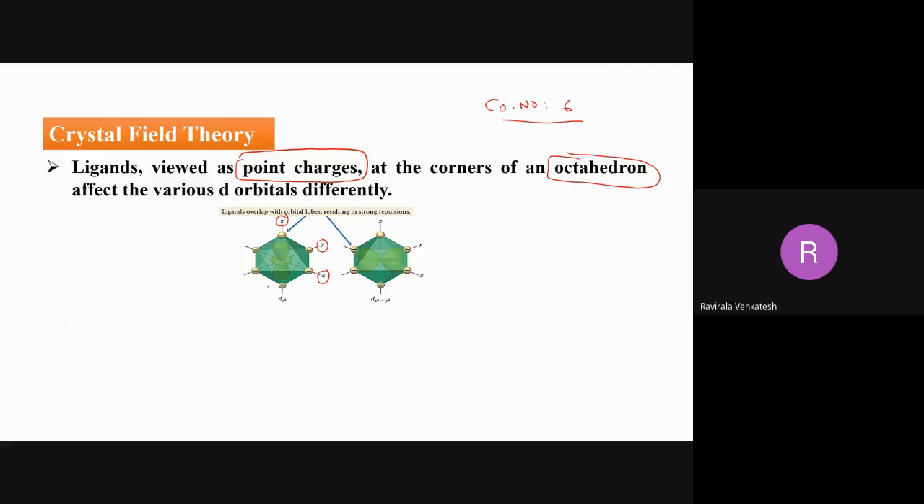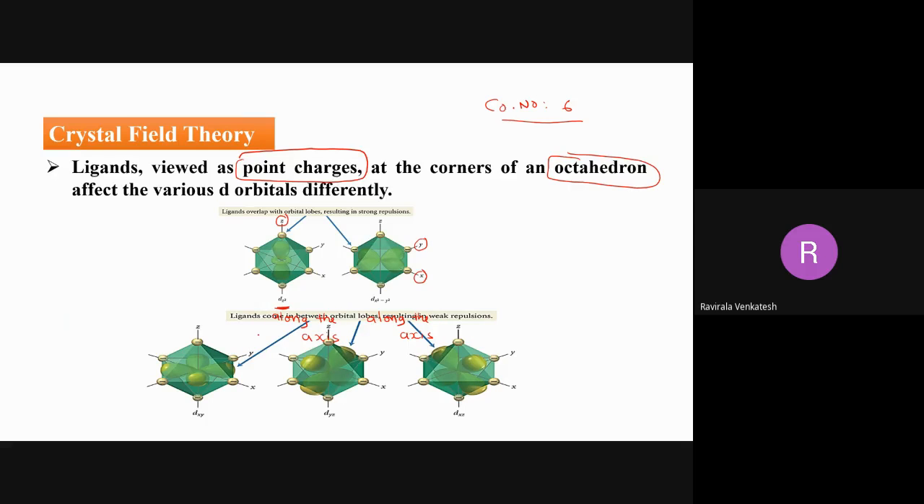Now if you observe, dz square is present along the axis. Dx square minus y square is also present along the axis. Now what about dxy, dyz, and dzx? These three, if you observe, are between the axis. So dxy, dyz, dzx are present between the axis, and dz square and dx square minus y square are present along the axis.